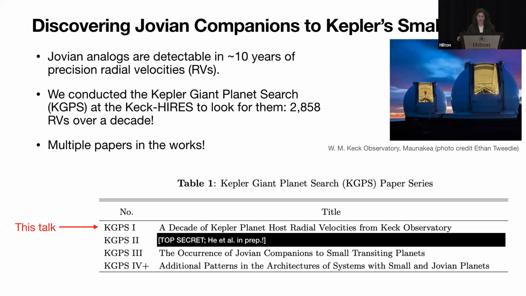Fortunately, we have other methods for discovering Jupiter analogs. As this audience is very well aware, the radial velocity technique in particular shines at this task. My colleagues and I have spent the past decade gathering precision radial velocities of Kepler's planet-hosting stars to measure the transiting planet masses and also search for Jovian companions. This paper presents the RVs and planet properties, and many follow-up papers are already in preparation.